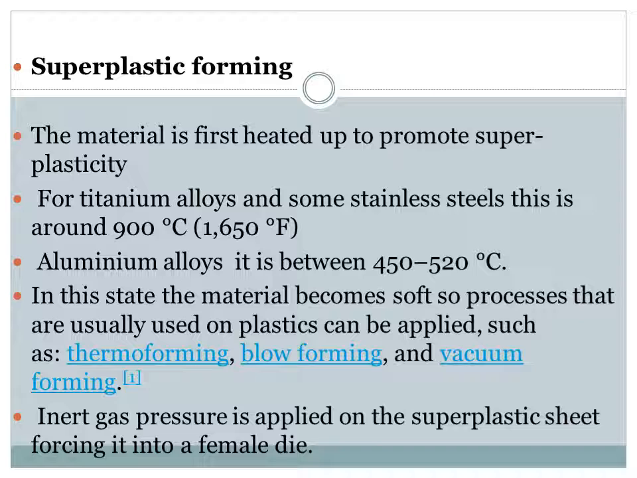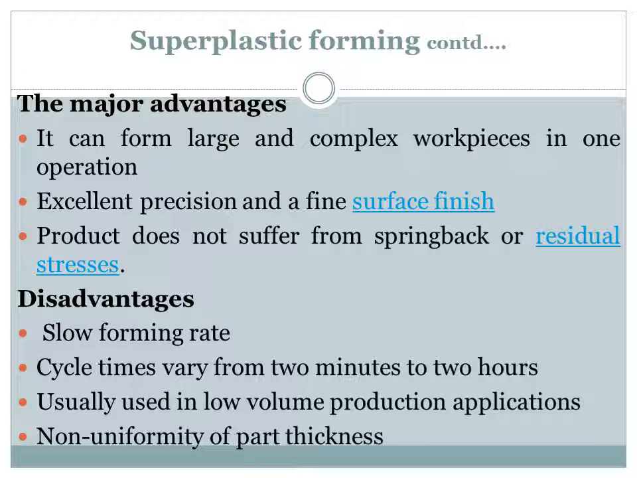Because the material is heated to the elevated temperature, the same type of behavior is coming from the metal because of the high temperature in superplastic forming. And normally inert gas pressure is applied on the superplastic sheet, forcing it into a female die. And this is how the superplastic forming operation takes place. We will now pass on to the major advantages.